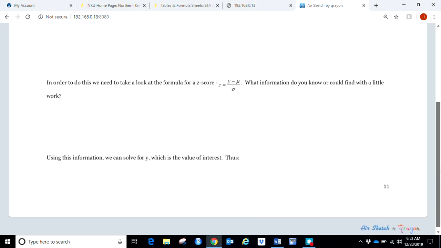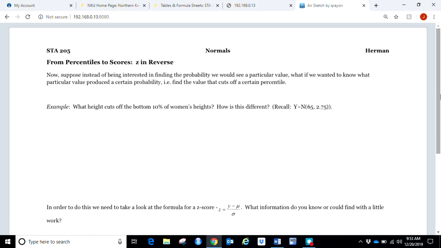So in this video, we're still going to be using our z-table. We're just going to actually be using it in a little bit different way. So first, how this is going to be different is it says instead of being interested in finding the probability that we would see a certain value, instead we want to know what value produces a certain probability. That is, we want to find a value that cuts off a certain percentile.